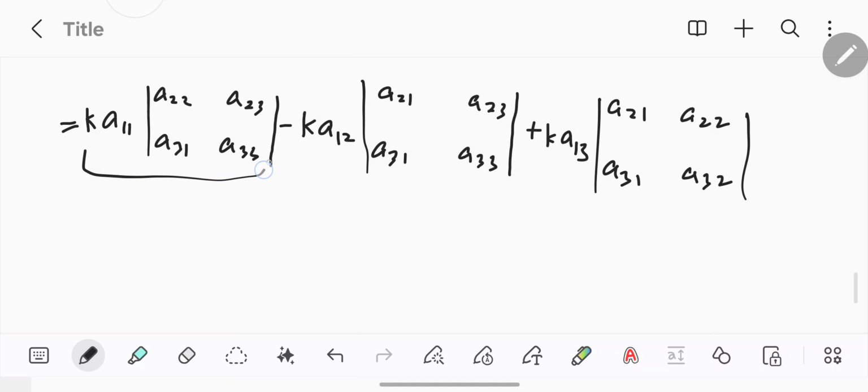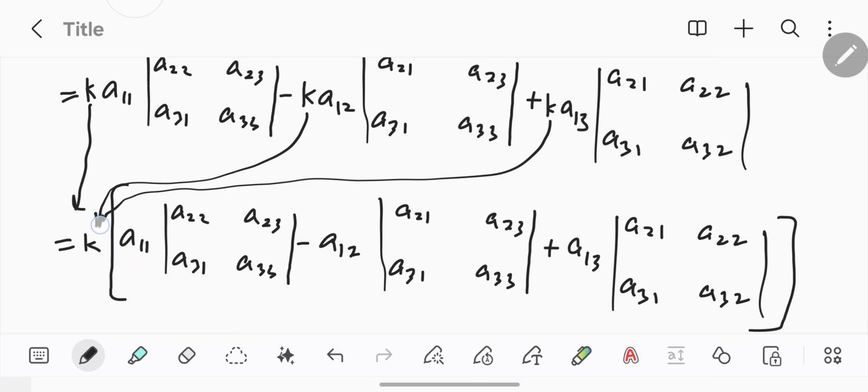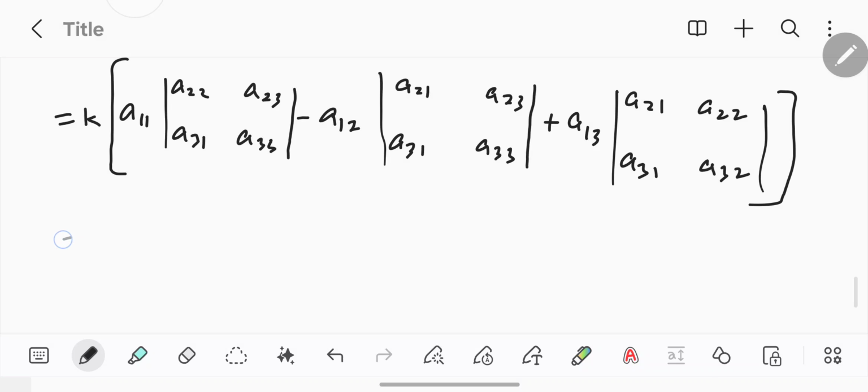You can check that in all of these terms k is common. So if I take k common, inside I have this thing, because this k is common, this k is also common, and this k is also common. So I will have only this thing without k, and you can check I have those things here without k. So k is outside, and inside is what?